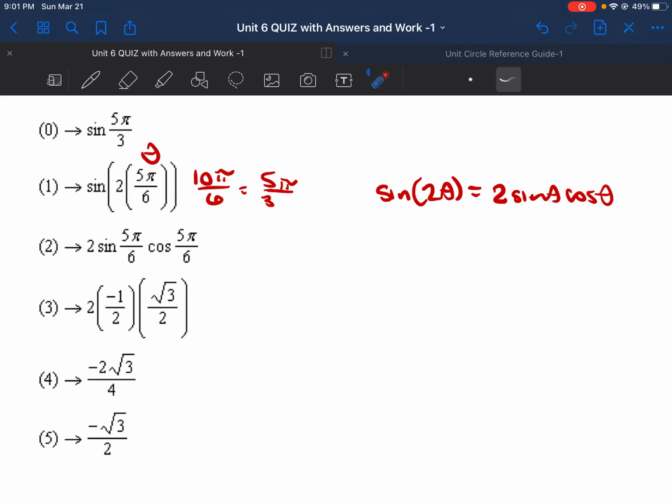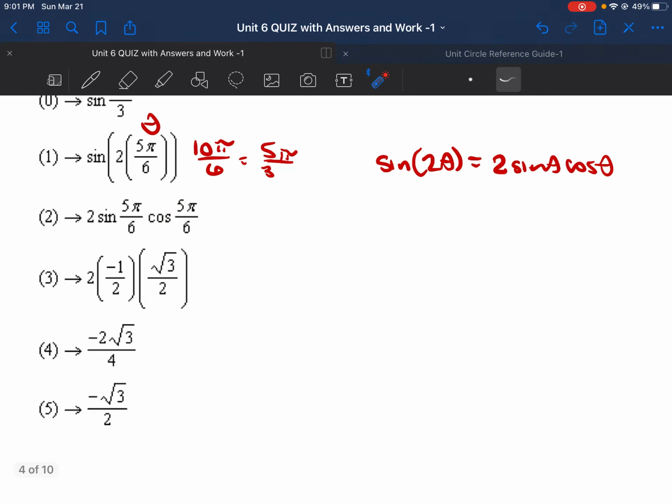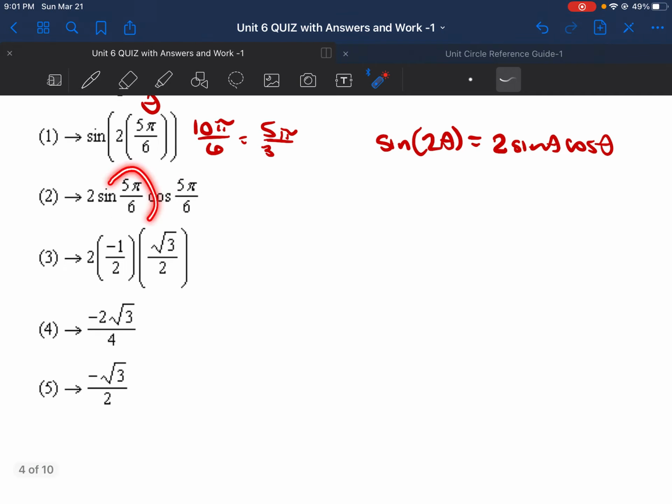They've got the 2 on the outside. They didn't forget that. And theta is that 5 pi over 6, the angle that's getting doubled. Well, they did sine of theta, cosine of theta. Line 2 looks good. Let's make sure that sine of 5 pi over 6 is negative 1/2. And let's check to see if cosine of 5 pi over 6 is square root of 3 over 2.